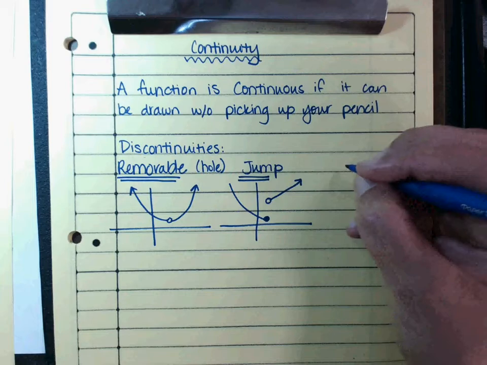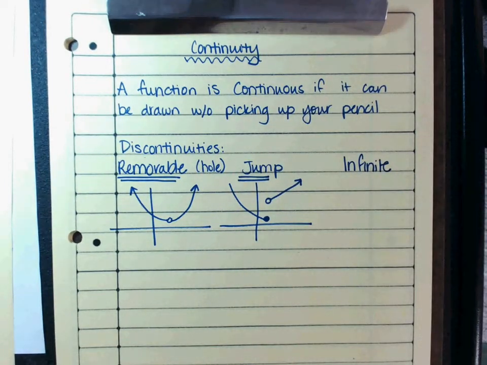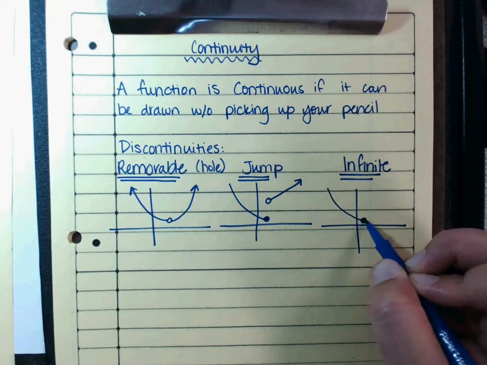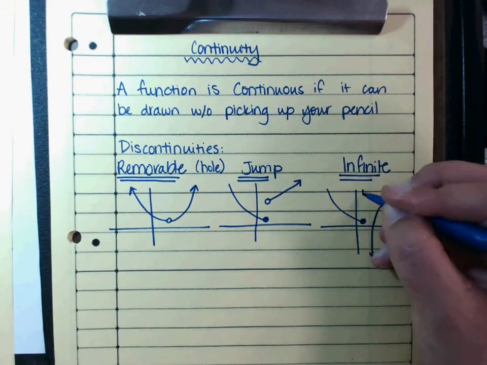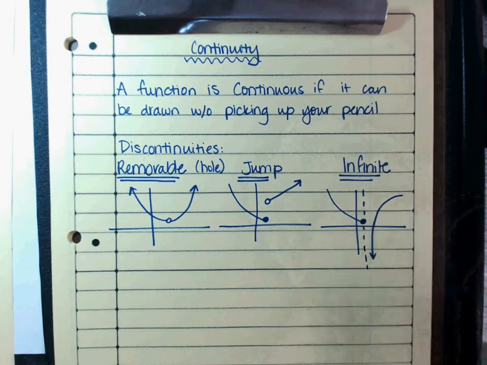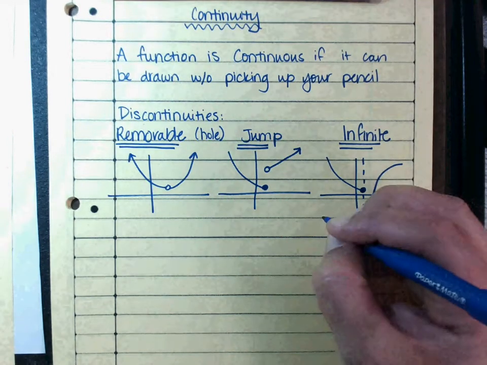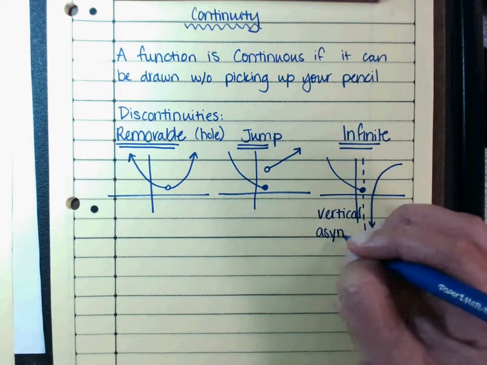The last one is an infinite discontinuity. An infinite means that one or both sides have an asymptote. On one side I'm going to put my same little quadratic, but on the other side maybe my graph goes down to infinity and is not approaching a specific number. Your asymptote could also be up, it doesn't matter. But specifically, there has to be a vertical asymptote.